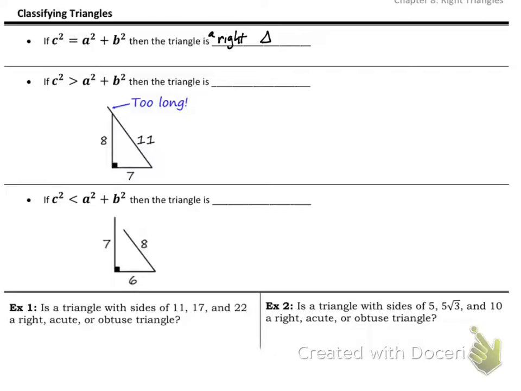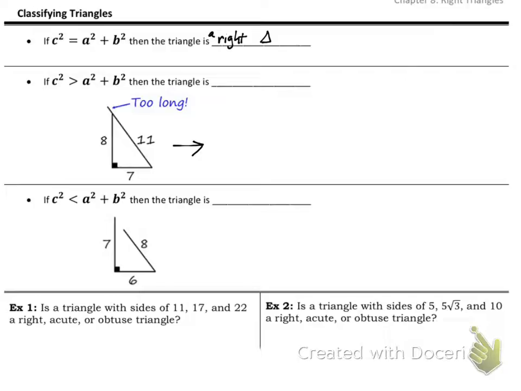My next one is if c squared is bigger than a squared plus b squared. This is where our line is too long. It's too long to make a right triangle. So can someone make a guess at what type of triangle that's going to be then? It's going to be obtuse, because if I can't draw that triangle, we'd have to basically bend this guy back so that this can lay down on top of it.